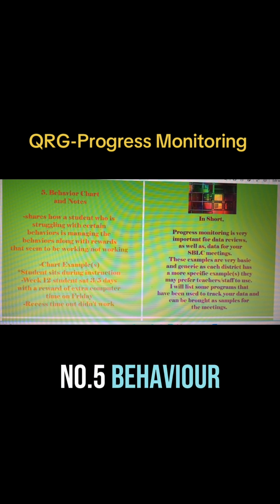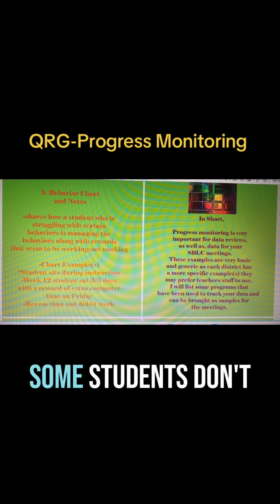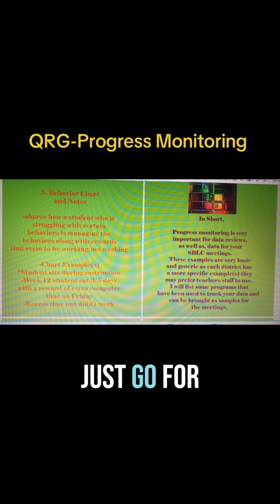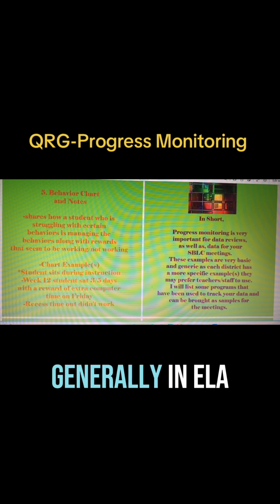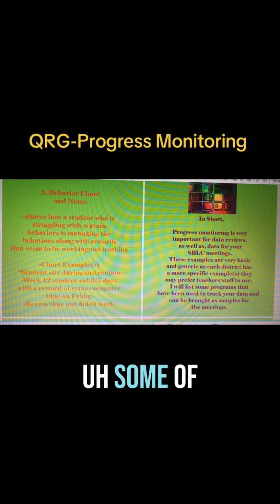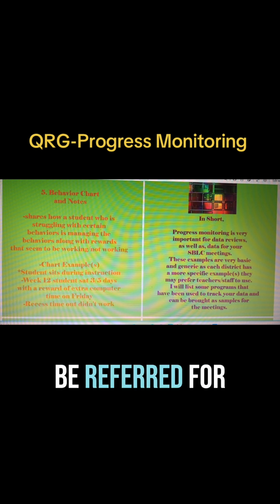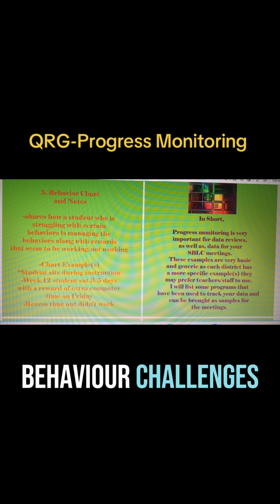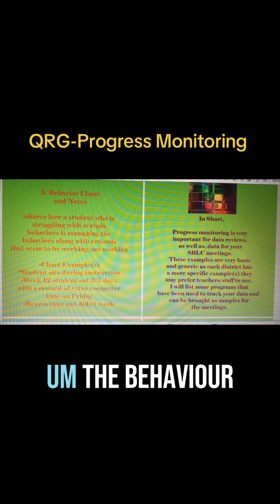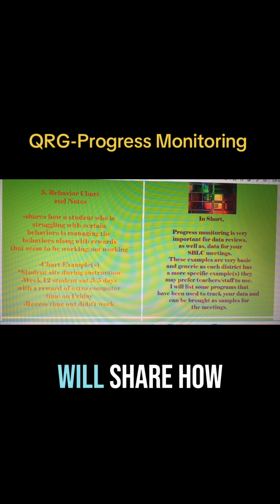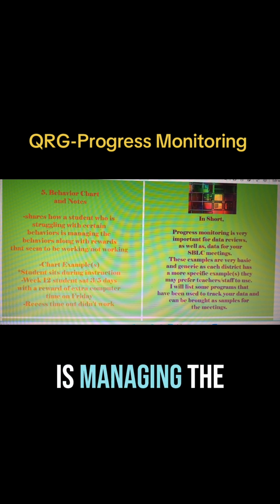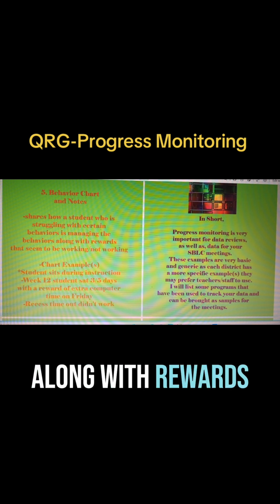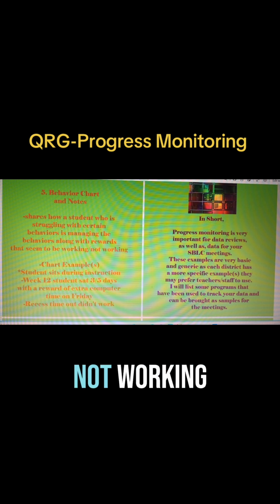Number 5, behavior charts and notes. Some students don't just go for referrals or referred for academics, generally in ELA and math. Some of them also might be referred for behavior challenges. The behavior chart and notes will share how a student who is struggling with certain behaviors is managing the behaviors along with rewards that seem to be working or not working.